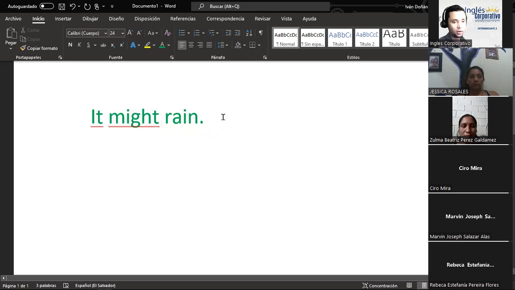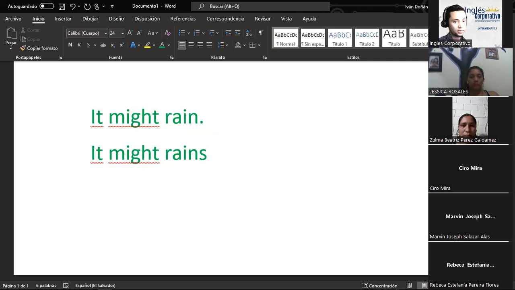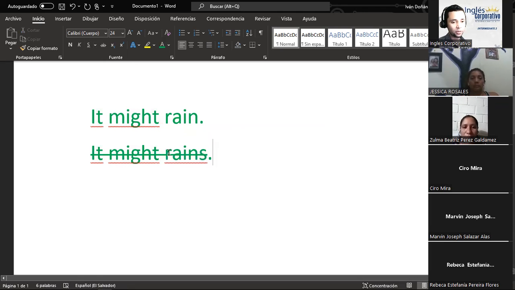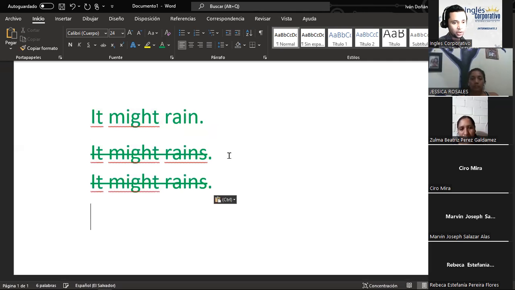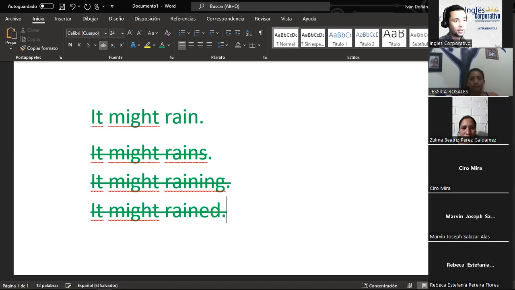Green, this is good. But what happens if you say, for example, it might rains? This will be incorrect. Why is it incorrect? Because we are not using the base form of the verb. Now, what happens if you say, for example, it might raining? That will also be incorrect. If you use it in past, it might rained. That's also incorrect. So be careful right here.